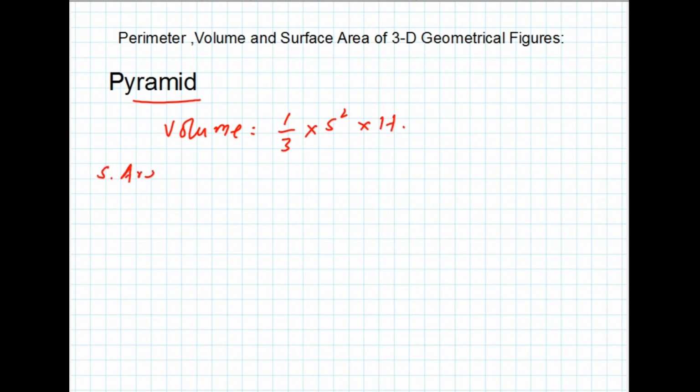Surface area of a pyramid is equal to base area plus the sum of the areas of the triangles.